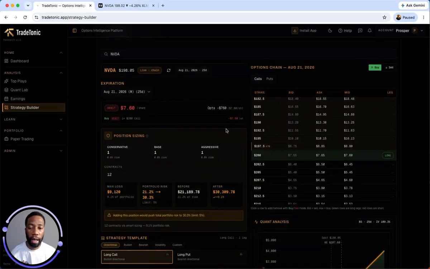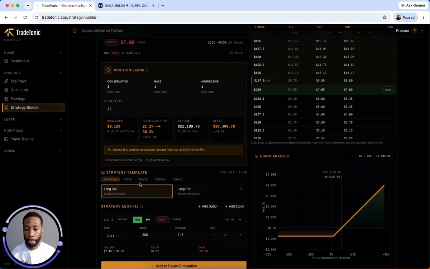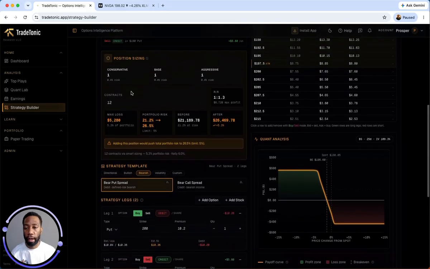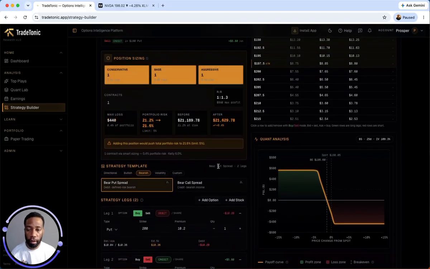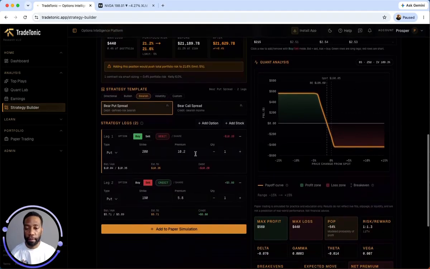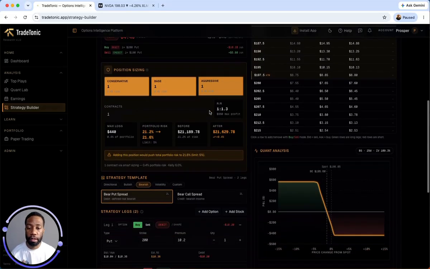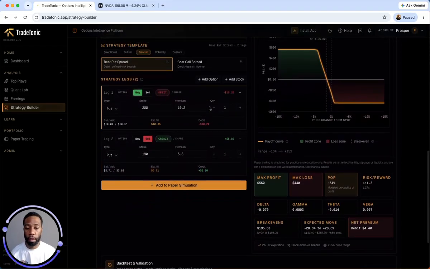So we're going to come back and put the same trade on, the bear put spread. We're going to make sure that we choose a conservative approach on this. It's the same strikes, the 200 strike and the 190 strike, and it's 4.40 now. It was 4.32, so it's going to cost us about 8 more cents, but the risk reward is still the same. Let's add that to the paper trading portfolio.